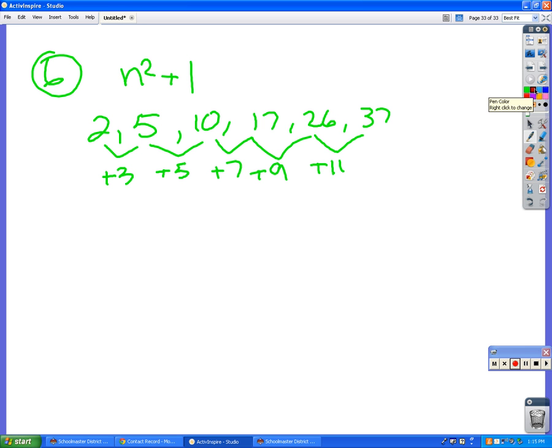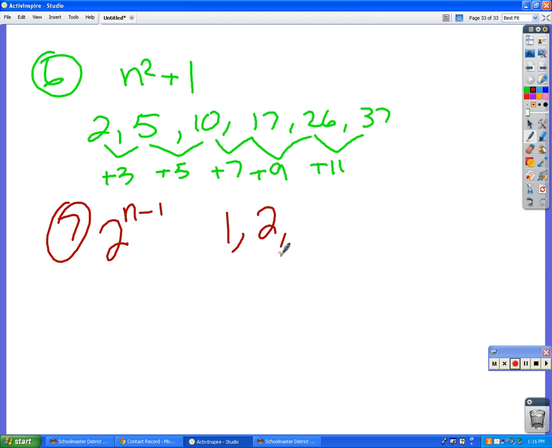Same dealio with number 7. It's 2 to the n minus 1. If you plug in 1 for n, 1 minus 1 is 0, and 2 to the 0 power is 1. That's a hard one to remember, but any number to the 0 power is going to be 1. Okay? Now if you plug in 2, 2 minus 1 is 1, and 2 to the first power is 2. Let's get one more and then we'll be able to see the pattern.